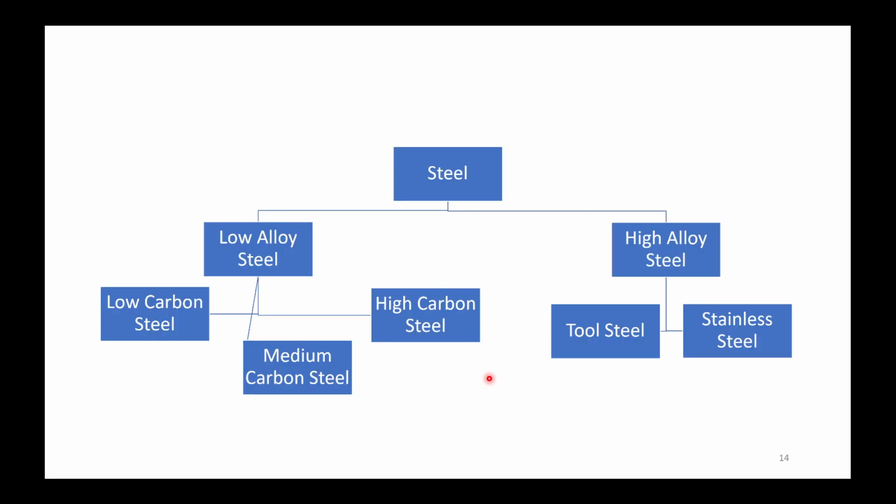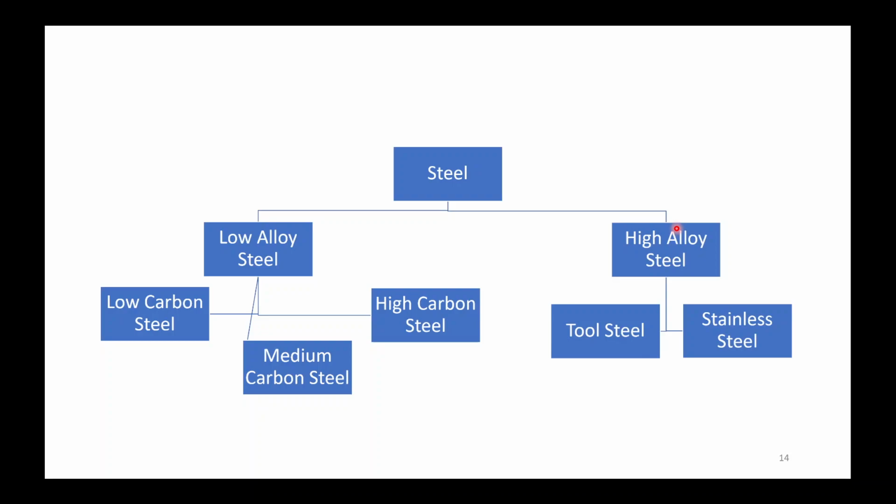Now steel can also be classified into two main classes. It can be either low alloy steel or high alloy steel. Low alloy steel can be either low carbon steel, medium carbon steel or high carbon steel based on the amount of carbon that is added. And high alloy steel can be tool steel or stainless steel depending on the alloying elements that are added.